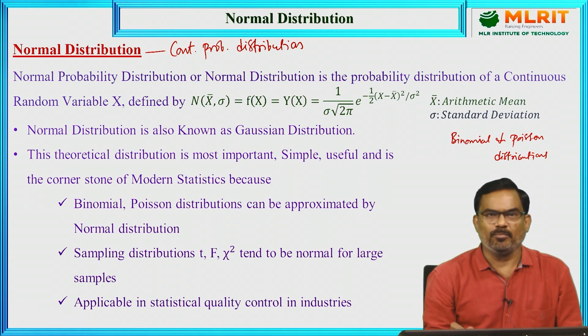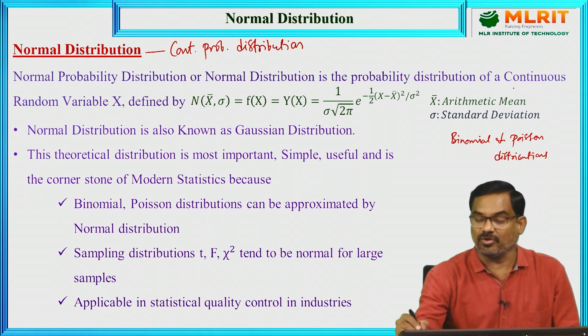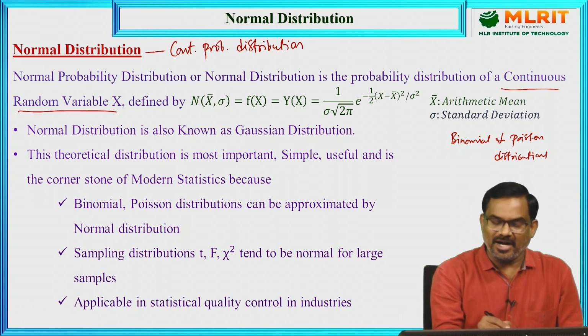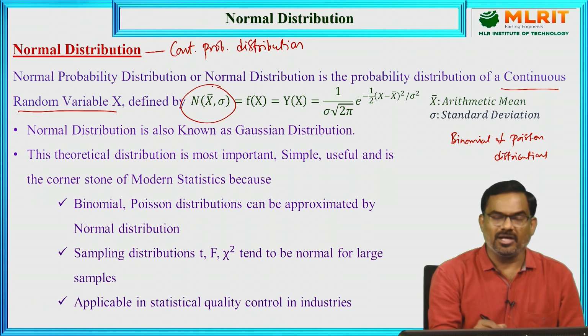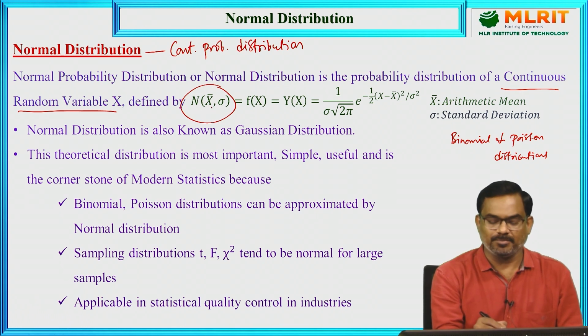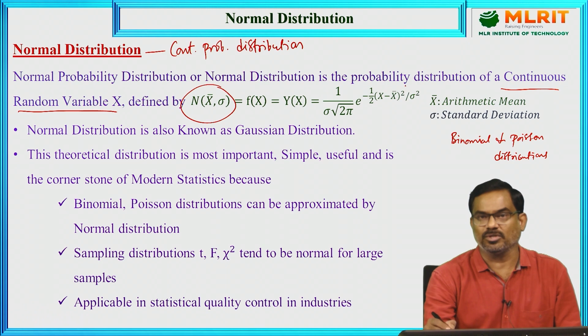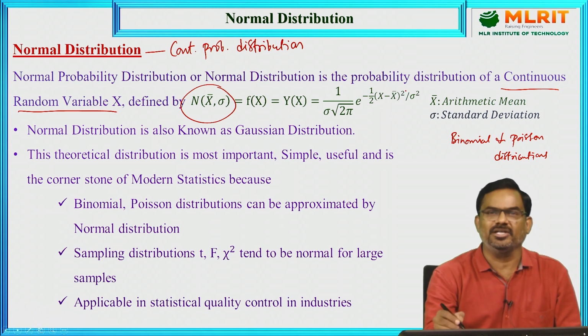So, the normal probability distribution, or simply normal distribution, is the probability distribution of a continuous random variable capital X, defined by, this is the notation, capital N of x bar comma sigma, given by 1 by sigma root 2 pi e power minus 1 by 2 into x minus x bar whole square by sigma square. So, this is the probability function in normal distribution.